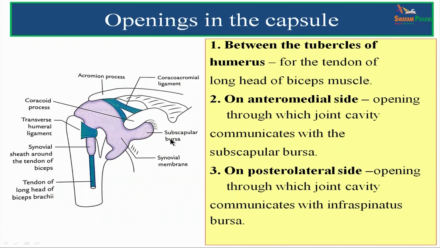Openings in the capsule. The capsule presents with 3 openings on its surface. Number 1 is between the tubercles of the humerus for the tendon of the long head of biceps muscle to come out, because this tendon has an intracapsular origin. So it has to come out of the joint cavity, passing through the opening between the 2 tubercles of the humerus. On the anteromedial side, there is another opening through which the joint cavity communicates with the subcapsular bursa. On the posterolateral side, there is another opening through which the joint cavity communicates with the infraspinatus bursa.